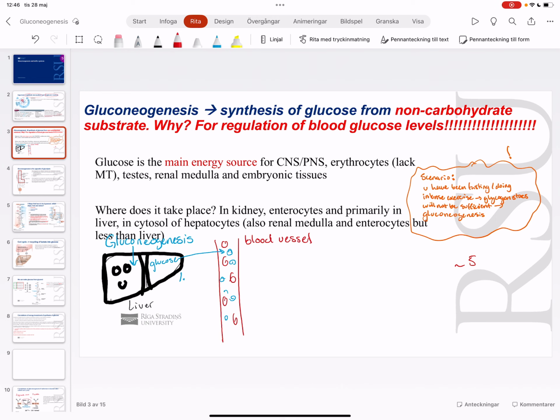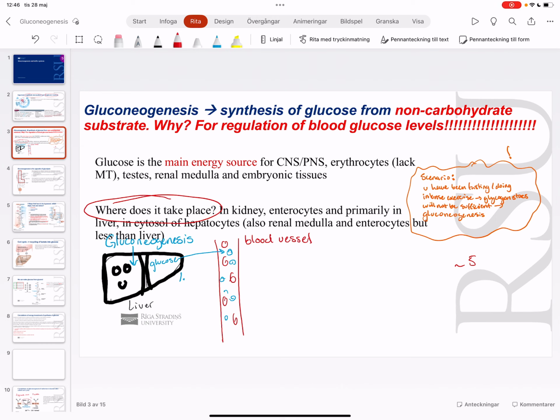So, where does gluconeogenesis take place? It takes place in the kidney, enterocytes, but primarily in the liver, and it's in the cytosol of the hepatocytes. So it's in the cytosol of liver cells. That's where gluconeogenesis will occur.